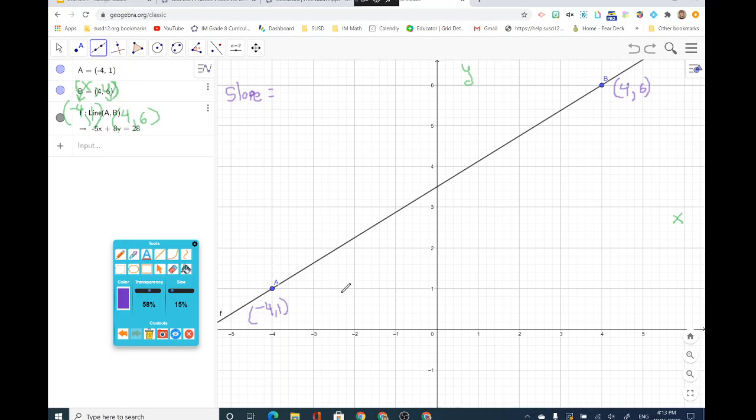Okay, now, how much does it rise? Well, it goes from y equals 1 to y equals 6. So we can say it like this, y2 minus y1.